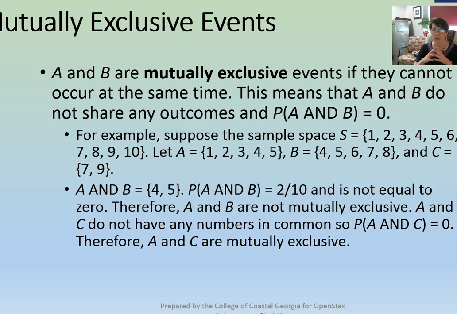So that's an example of a dependent event. If A and B are mutually exclusive, they cannot occur at the same time. We already mentioned that. This means that A and B do not share any outcomes. So when we talk about A happening and B happening, that probability has to be 0. We write that as the probability of A and B. That's going to be 0 because they cannot happen together. I cannot be left-handed and right-handed. So the probability of me being right-handed and left-handed is 0. That is not going to happen.